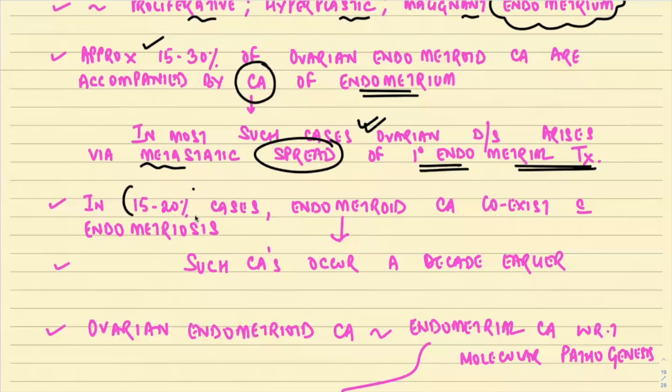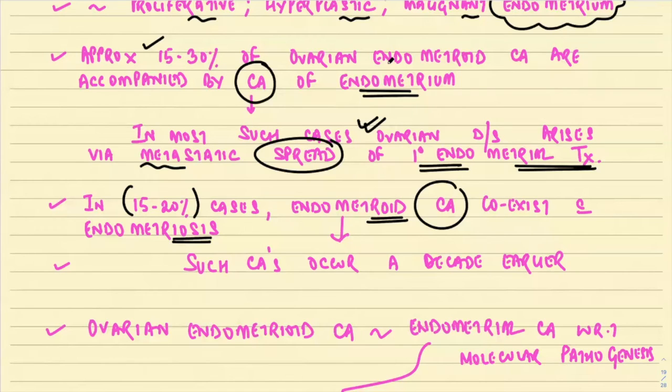Now, in around 15 to 20% of the cases, the endometrioid carcinoma will coexist with endometriosis. For example, in the ovary, I hope you all remember the meaning of endometriosis. Anyone can tell me what is endometriosis? Endometrial tissue outside the uterus. Very good. So in around 15 to 20% of the cases, the endometrioid carcinoma is coexisting with endometriosis. That means in the same ovary, you find endometrioid carcinoma, and along with that, a focus of endometriosis is always there.